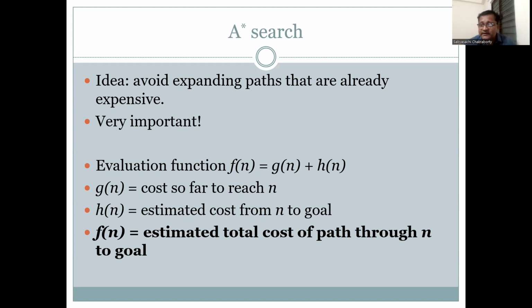A-star search tells us that not only the Hn values should be considered, but also the Gn values. For A-star search, Fn, the overall cost before considering a neighbor, is the sum of Gn plus Hn. That means the already incurred cost in coming to the current node plus the cost to be incurred from the current node to the goal node.